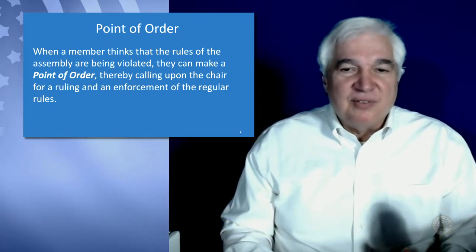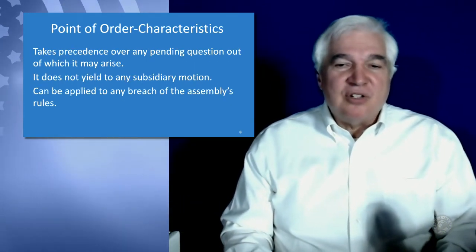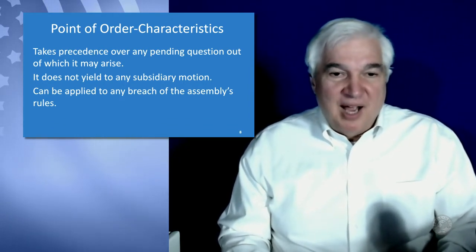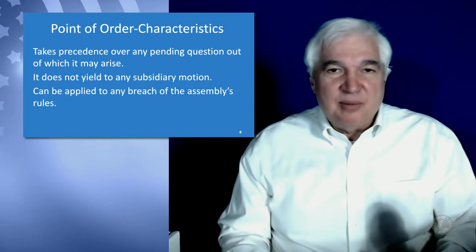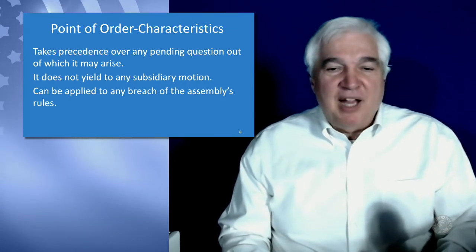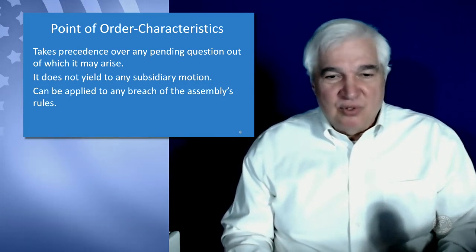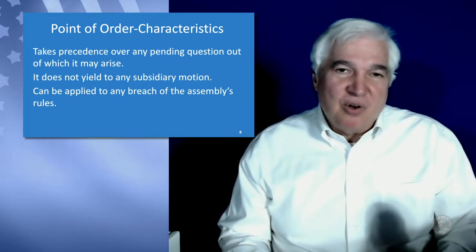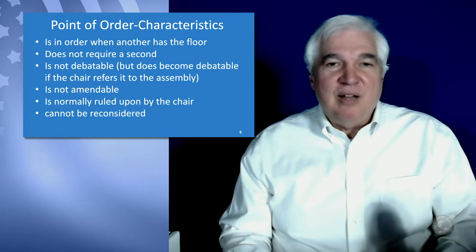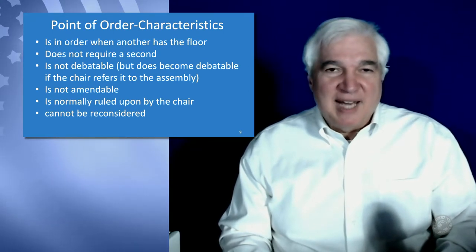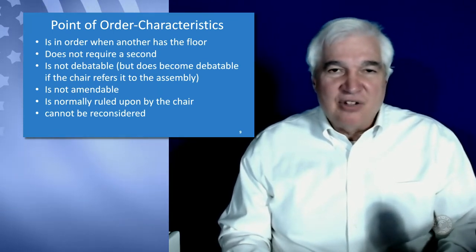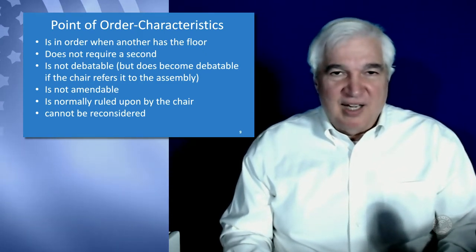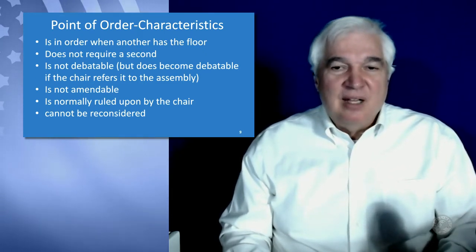So the characteristics of a point of order: it takes precedence over any pending question out of which it may arise, which is really high. It does not yield to any subsidiary motion, and it can be applied to any breach of the Assembly's rules. This includes breaches of decorum. So if you find yourself in a meeting where someone is doing a personal attack, that is not allowed, and it is well within your rights to say, point of order, I call the member to order, and they need to knock that off.